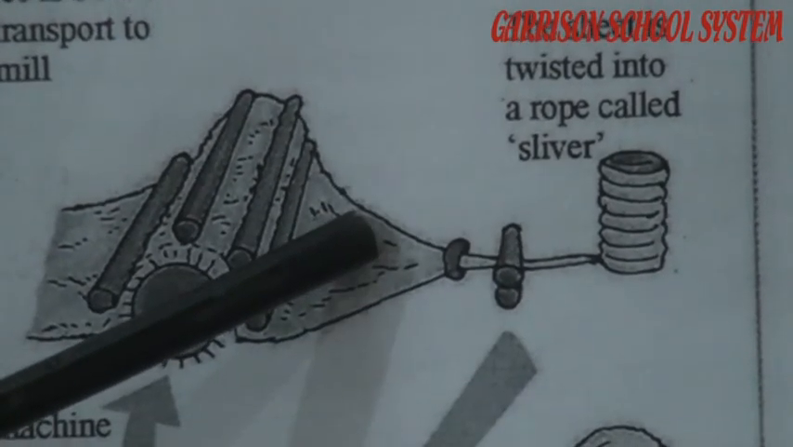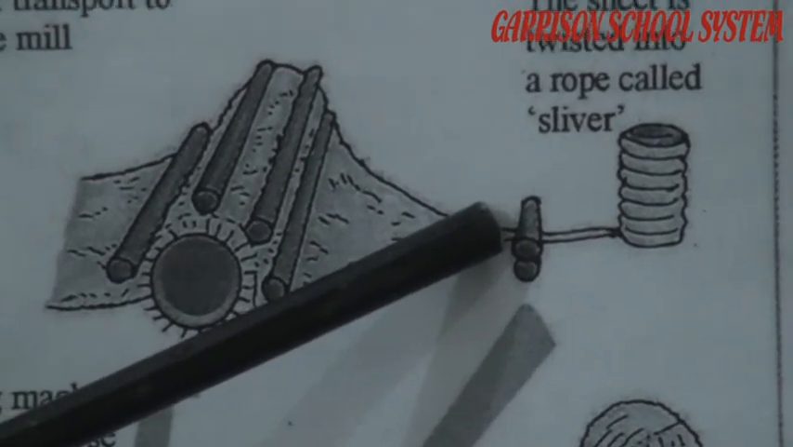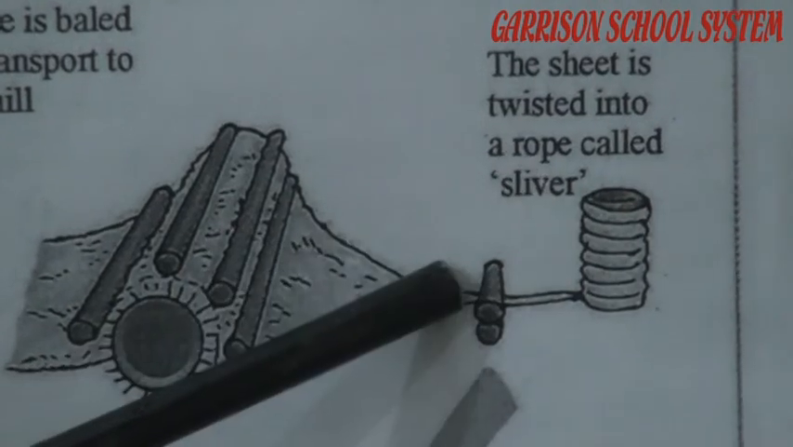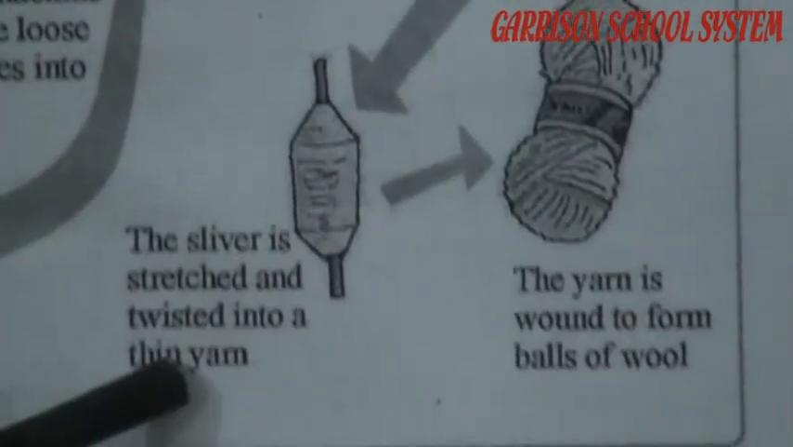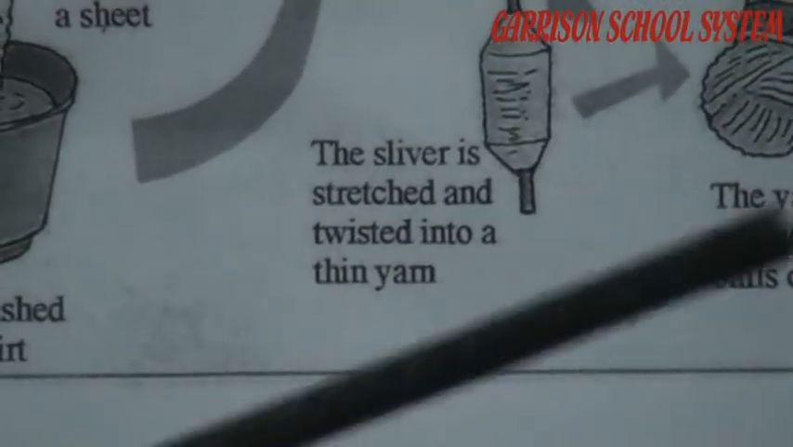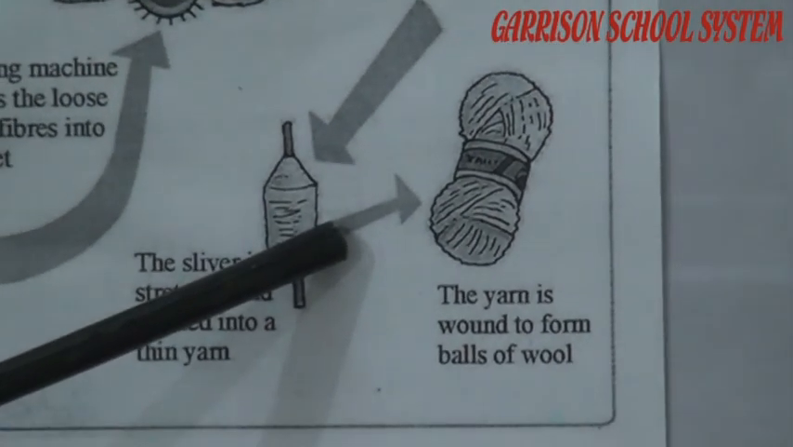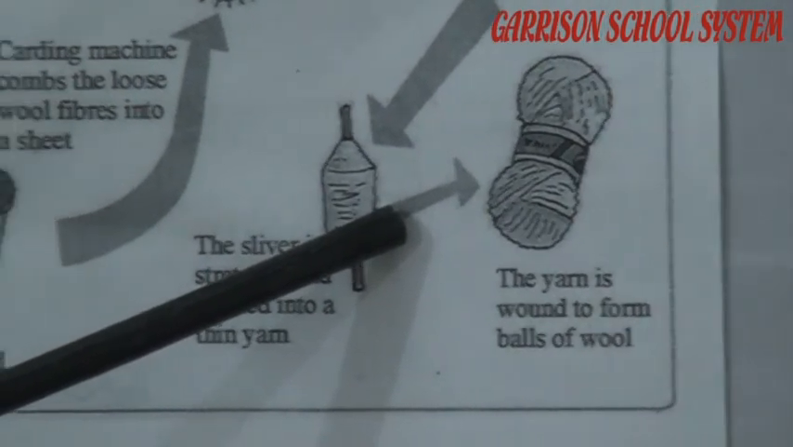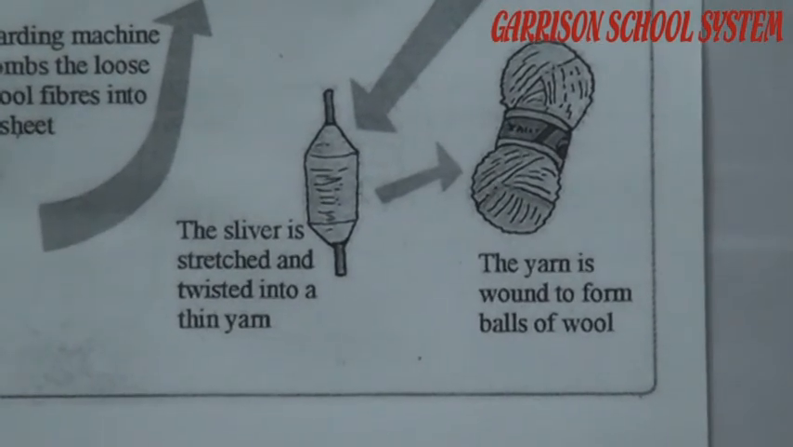Now carding machine enables the wool to come into the shape of the sliver. After that, the sliver is stretched and twisted into a thin yarn. Now the yarn is ready for weaving, knitting, crocheting or the sewing of the cloth.